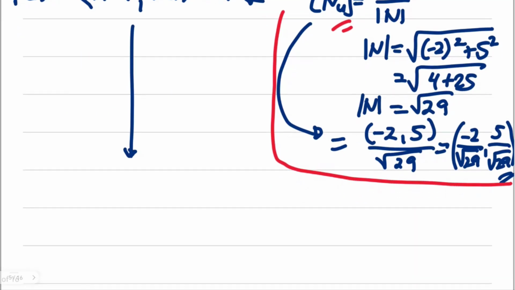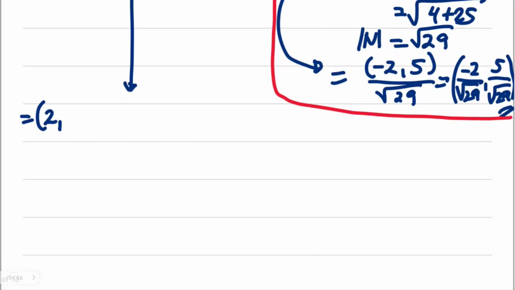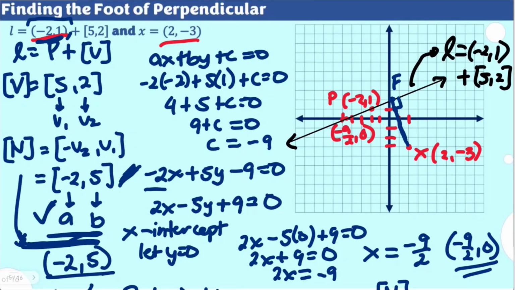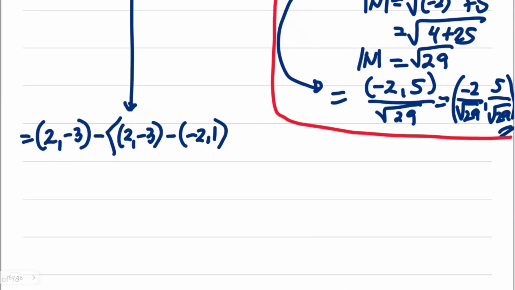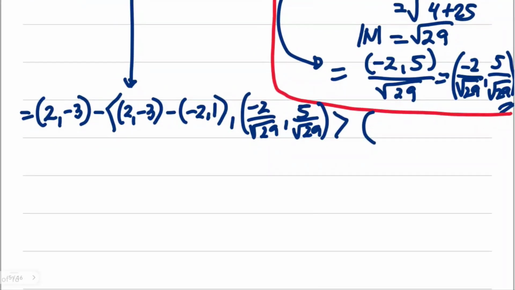So you have X is (2, -3) minus your P, which is again (-2, 1). And then your unit normal vector, -2 over square root of 29, 5 over square root of 29. We're getting the inner product of that. Then multiply again. Take note of this. Multiply again with the unit normal vector, -2 over square root of 29, 5 over square root of 29. Don't worry about the square roots. You don't need to rationalize that. Later on, you would see the magic of that being removed.